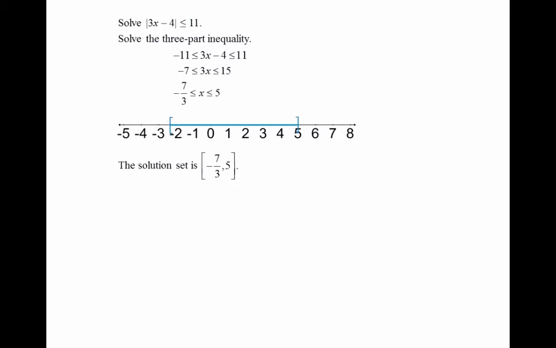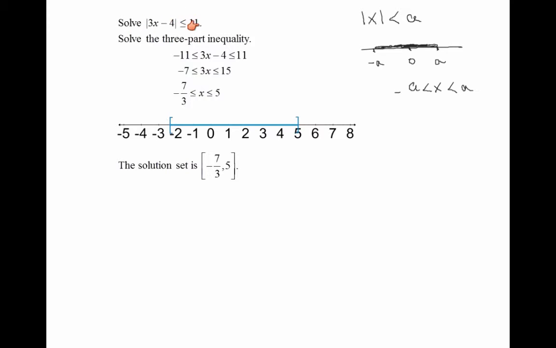So take a look at this example here. Solve absolute value of 3x minus 4 is less than 11. Recall that absolute value of x is less than a means all the numbers that are less than a units from 0. So it would be all the numbers between negative a and a. In this case, your a is 11 and your x is this expression. So you write all the numbers that are between negative 11 and 11, and instead of x, you put 3x minus 4. And then you solve it.